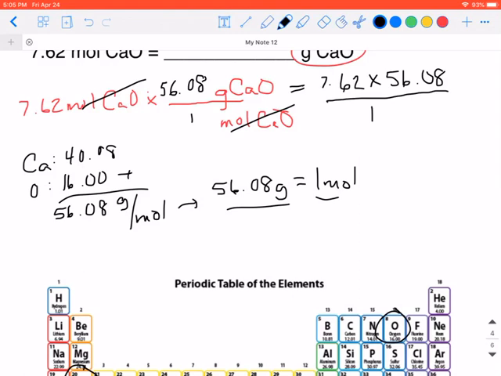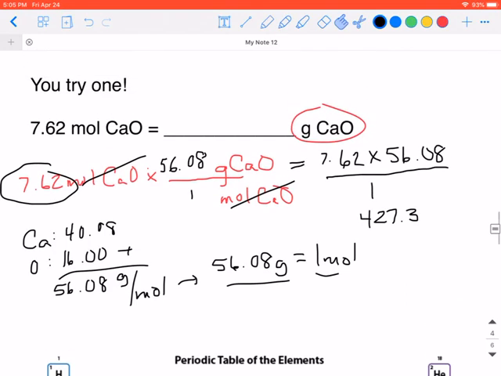So for your final answer, when you put this in a calculator, you get 427.3. But in our original number, we had 3 sig figs, right? So in the end, your final answer should have been 427.3, grams of calcium oxide. Alright, so hopefully that makes sense, and I didn't confuse you too much.